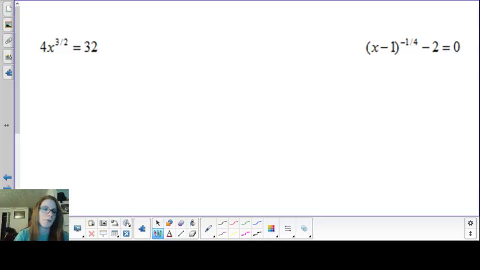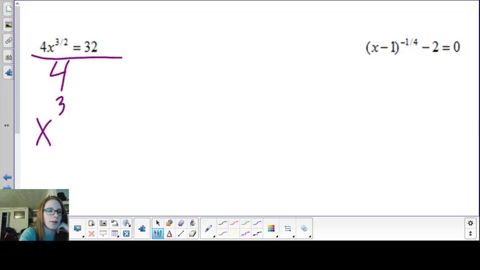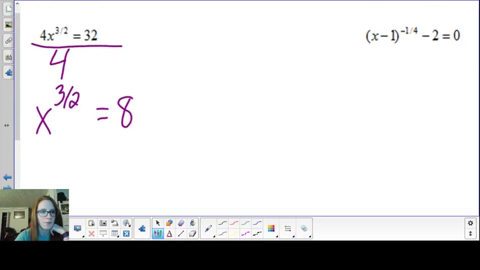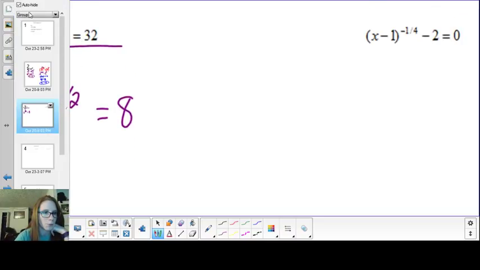Sometimes my x is not always by itself. Because I have 4 with my x and I have a number over here, I have to solve for x. To do that, I divide everything by 4. So I get x to the 3/2, which is equal to 8. I feel like I skipped a one. Nope, okay.